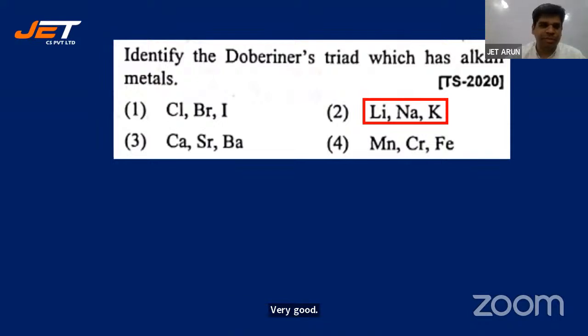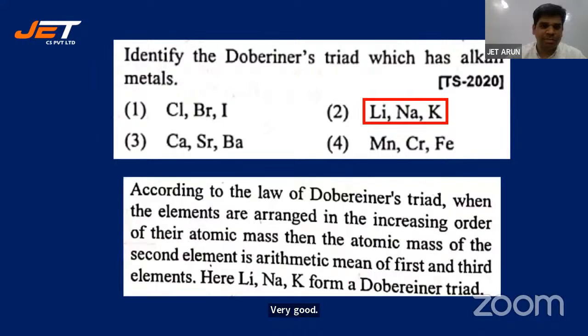Lithium, sodium, and potassium. According to the law of Dobereiner's triad, when the elements are arranged in the increasing order of the atomic masses, then the atomic mass of the second element is the arithmetic mean of the first and third elements. Here, lithium, sodium, and potassium form a Dobereiner's triad. All right. Okay, let's go for the next one, students.